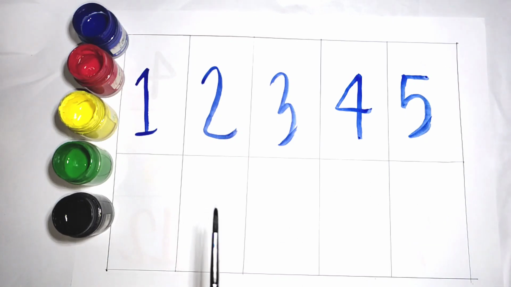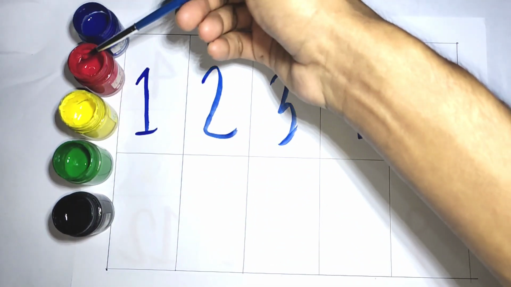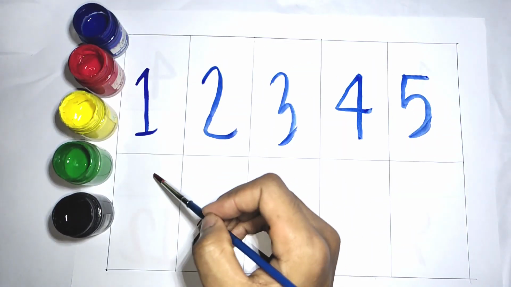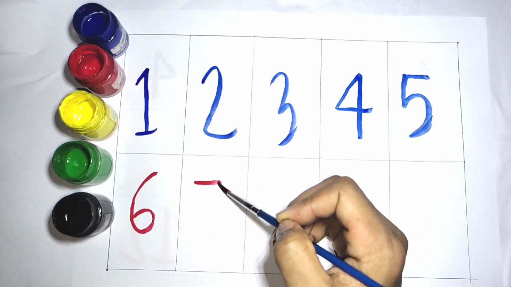Now we draw 6 and use red color. Kids, now we use red color. The number of 6. Now we draw 6. The next one is 7.